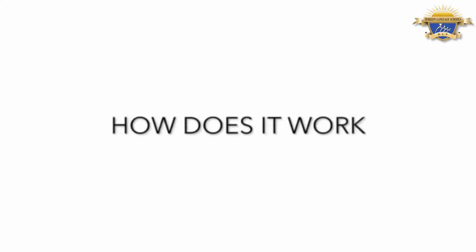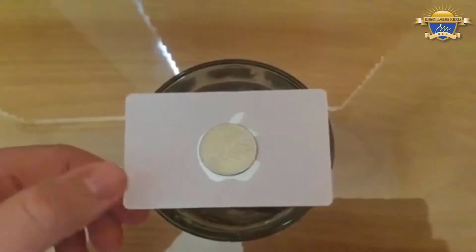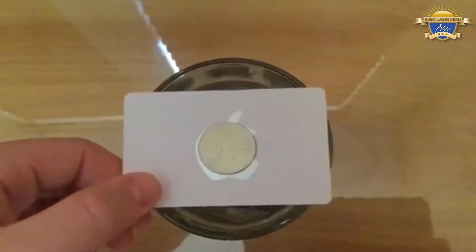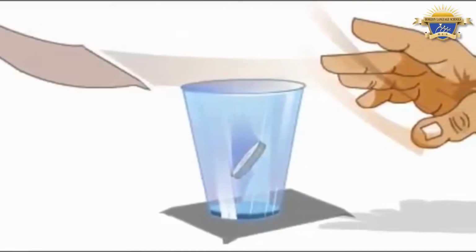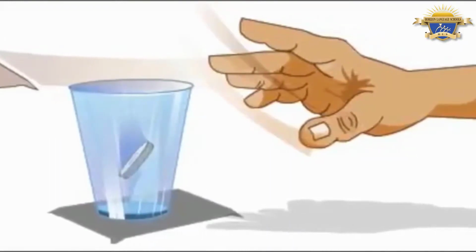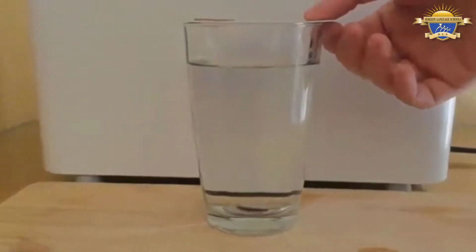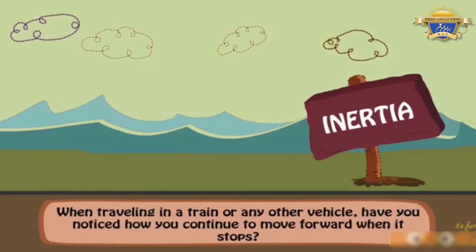Why? The coin resists the sudden movement of the paper due to inertia, so it remains static and it falls in the cup. What is the conclusion? Force of inertia makes objects resist the change of their rest state. Here is another video for the passengers and the driver.